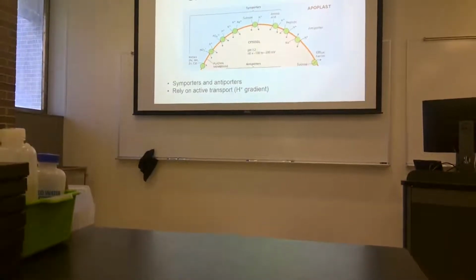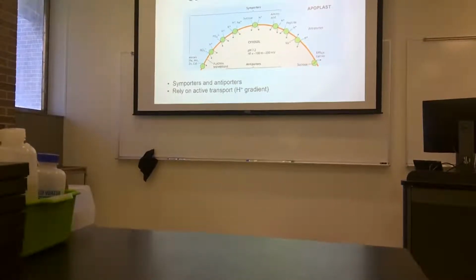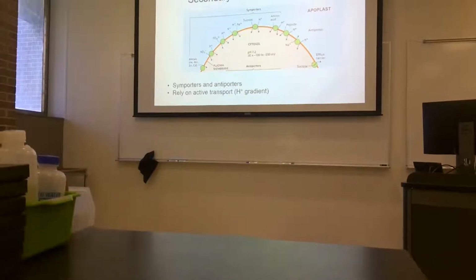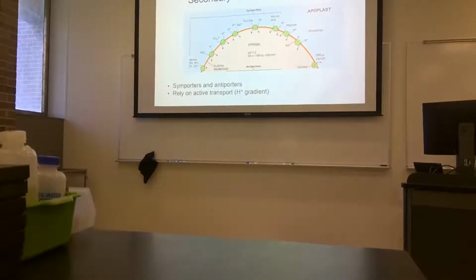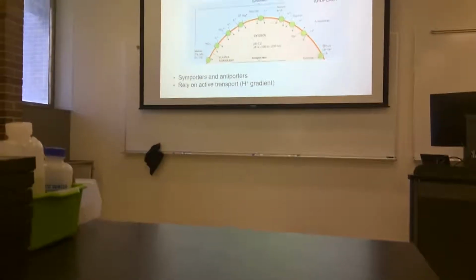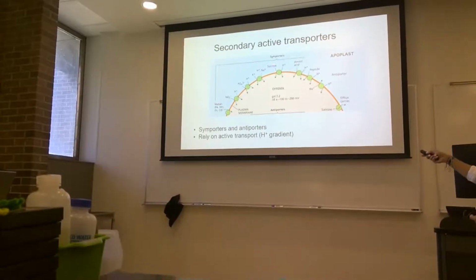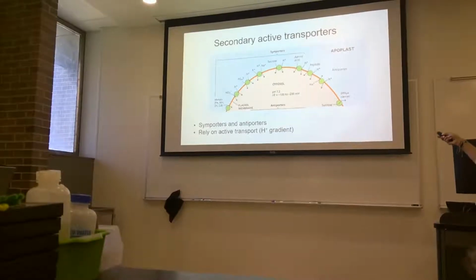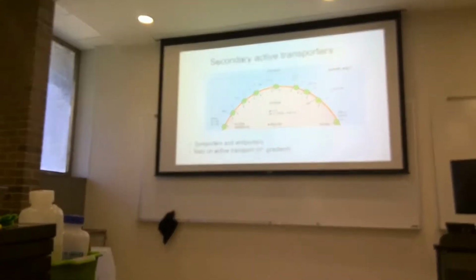And then in secondary active transport, we have symporters and antiporters. What is the difference between a symporter and an antiporter? Yes, same direction. In symporters, you can see you're bringing two things in, the same direction. Antiporter, you're getting hydrogen in, and then the other one goes in the opposite direction.